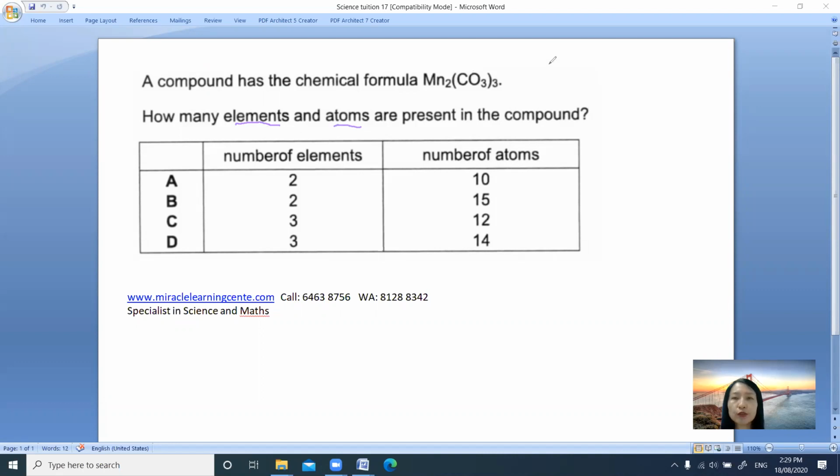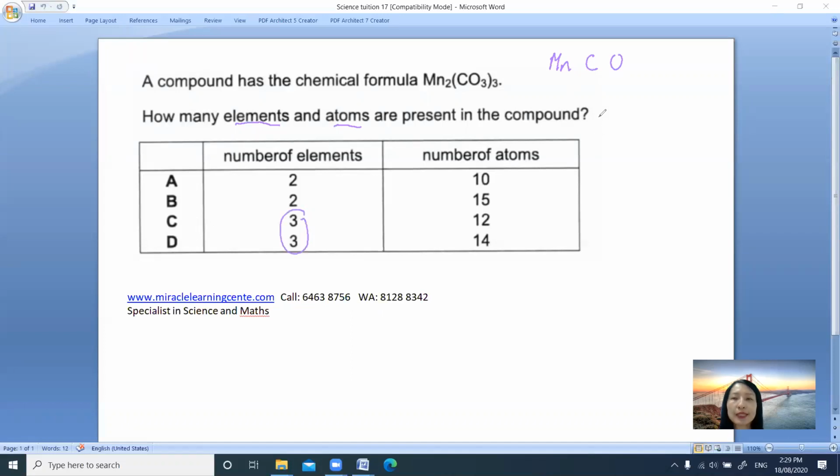Elements, we know the first alphabet has to be capital. If the second alphabet is small, this is considered one element. Then carbon is the second element, and oxygen is the third element. So there are three elements in this compound. It's either C or D.